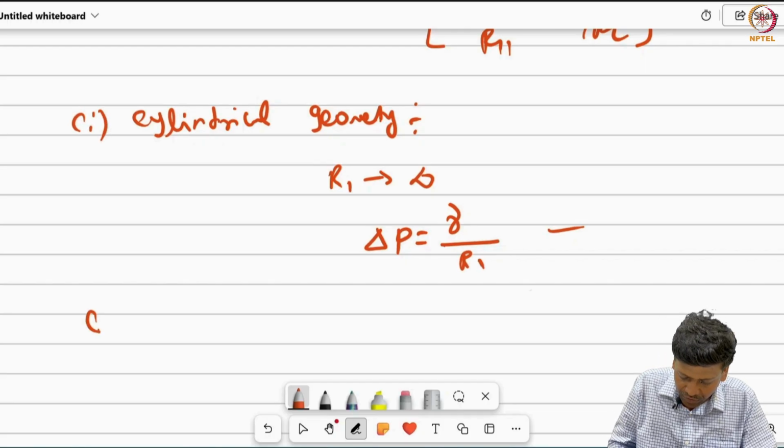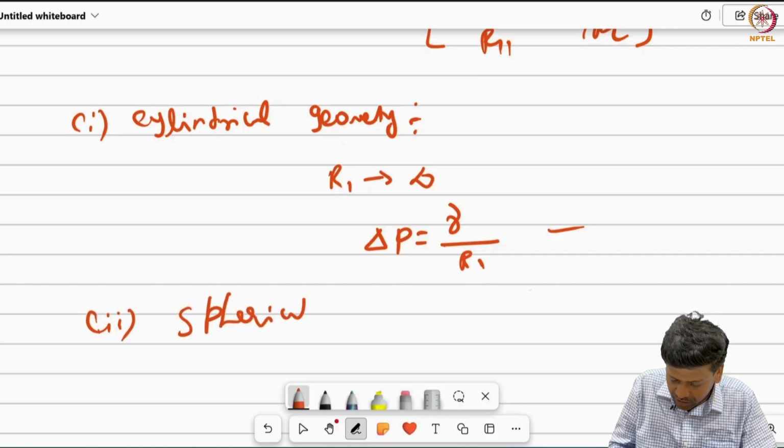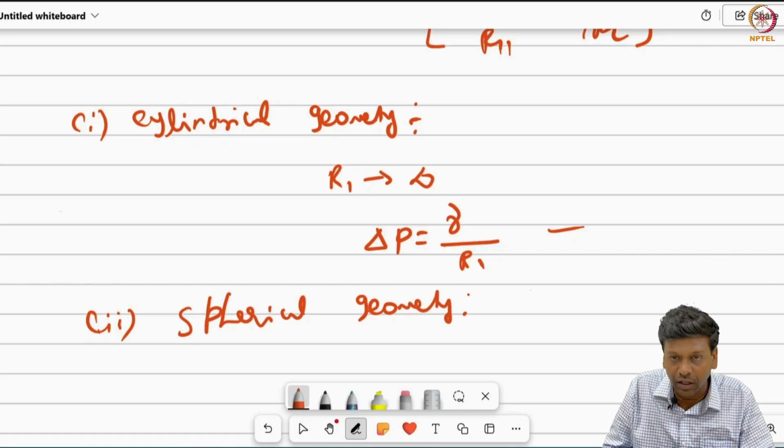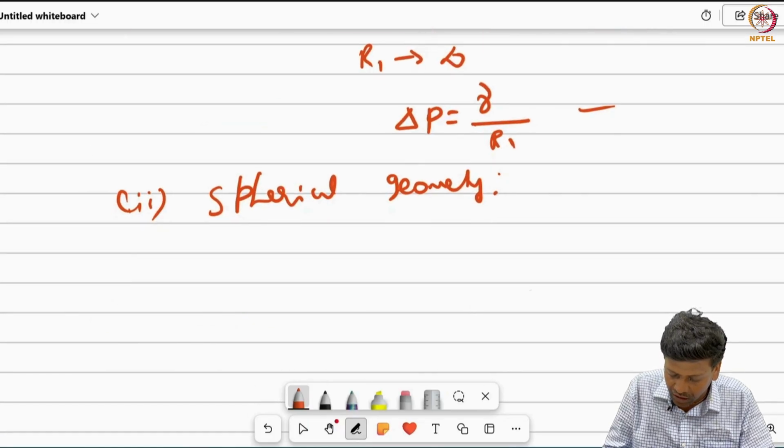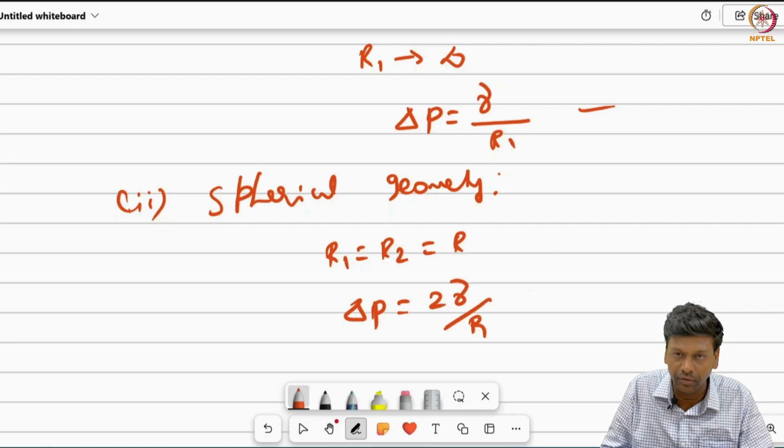Now, if you deal with spherical geometry, in such a scenario, we know that R1 equals R2 equals R. So we can simply say delta P is nothing but 2 gamma by R, right?